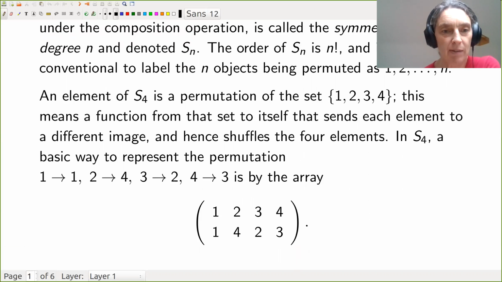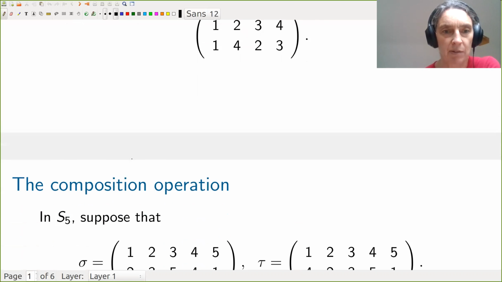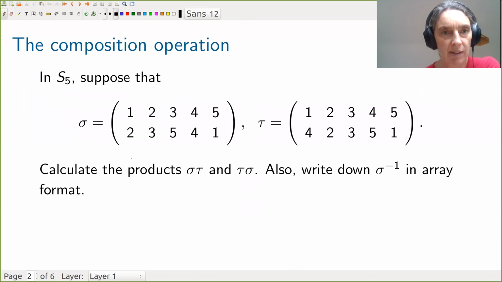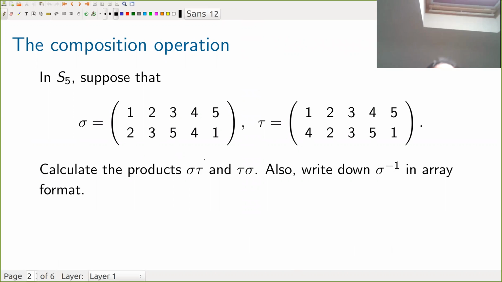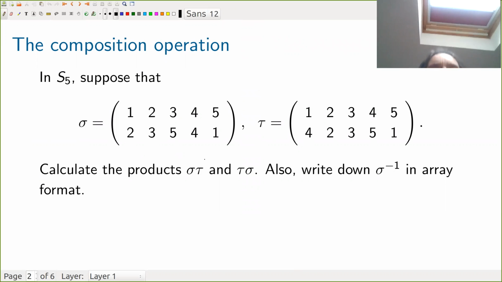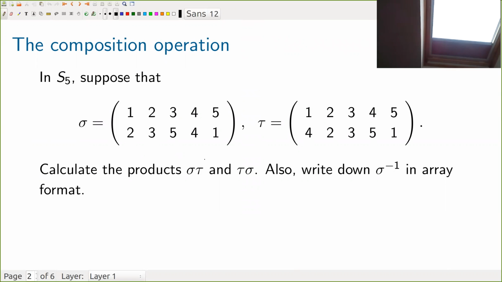We claimed that the set of all permutations of n objects is a group. I know we did this earlier in the course, but just to recall it in case anyone's forgotten. If you haven't forgotten, you can easily skip this bit. Suppose that we're in S5, which means we're talking about permutations of 5 objects labeled 1, 2, 3, 4, 5. Here are 2 examples of permutations of the 5 objects.